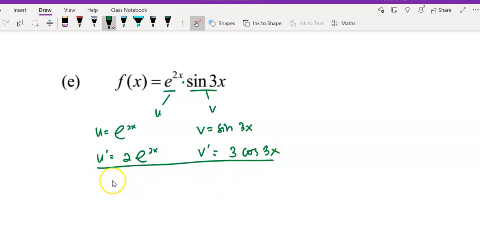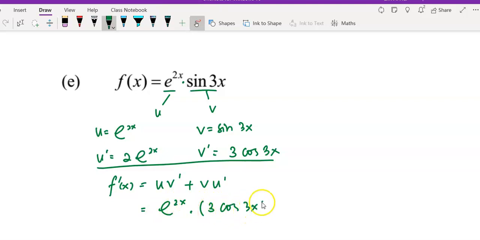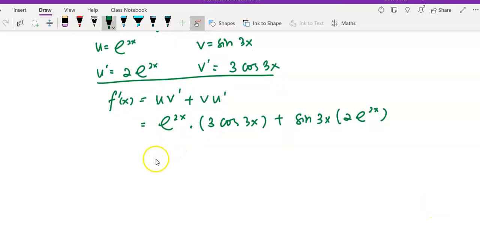Then after that, we are going to apply the product rule to get my f prime x, which is u v prime plus v u prime. u will be e power of 2x, and v prime is 3 cos 3x, plus v will be sine 3x, and the u prime is 2e^2x. Then we're going to simplify them. Look at these two terms, both containing e power of 2x, so we can just factor it out. After we factor out, the first term has 3 cos 3x. The second term has 2 sine 3x.